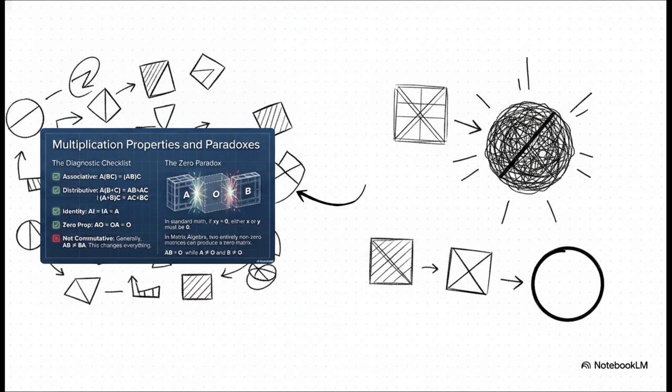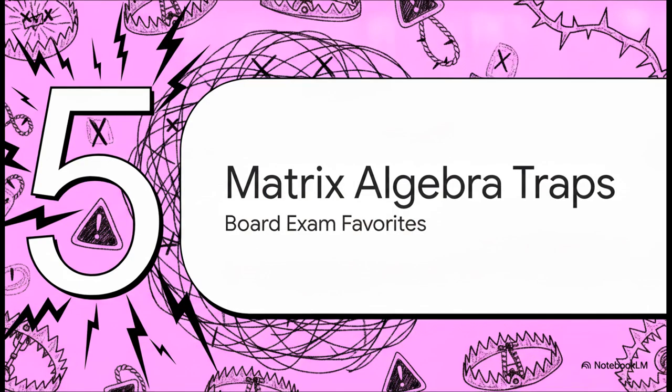And honestly, this brings us to a reality that is truly mind-bending. In standard math, it's a fundamental fact of life that if x times y equals 0, well then either x or y has to be 0, right? But check out this zero paradox. In matrix math, two completely non-zero matrices can actually collide, be multiplied together, and produce a totally null zero matrix. Neither A nor B is a zero matrix, yet their product is entirely zero. It's wild.